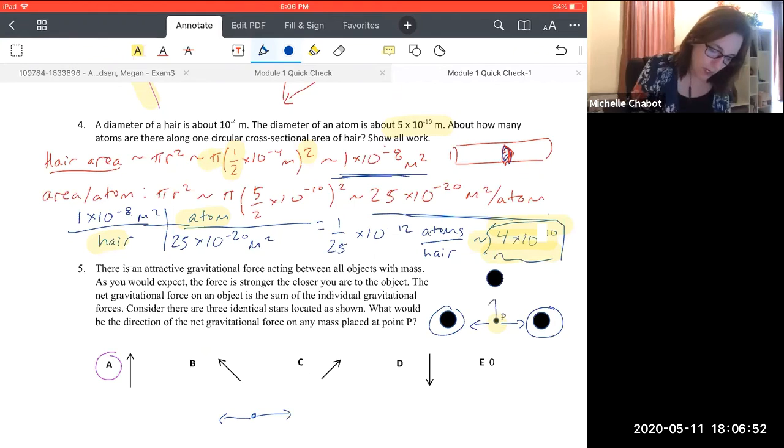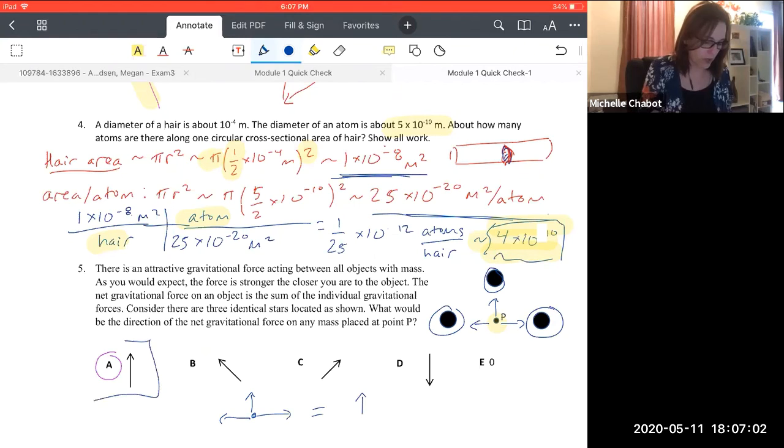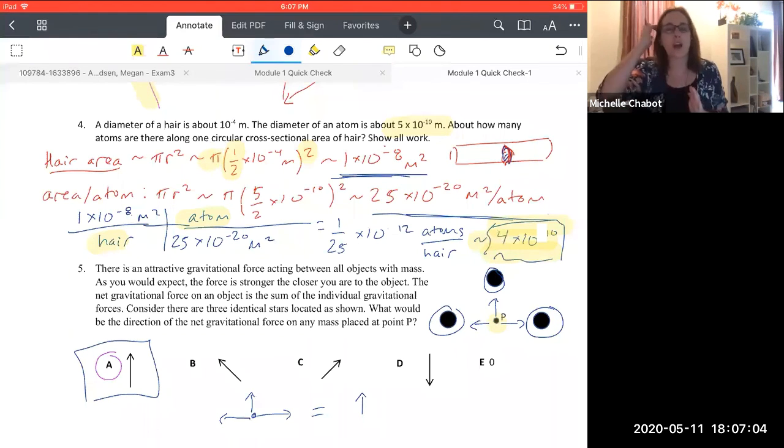And then I'm also going to have an attractive force to the mass that's on the top. And so the sum of all of those is simply equal to an arrow that points straight up towards the one at the top.